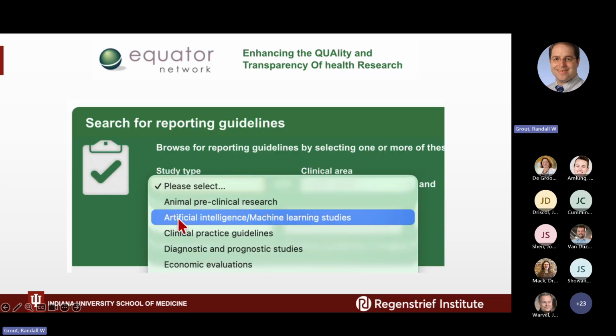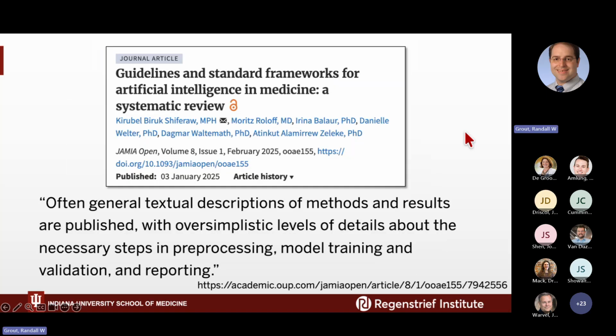And if you search for artificial intelligence, machine learning studies, you can see the many guidelines that relate to those types of studies. These are often the studies where AI or machine learning is a really integral part. It's the center of the research. It's the intervention. It's how the intervention was developed and things like that. It's not the incidental copy editing type of stuff. So there are lots of these, and when there are lots of things, people do reviews. So, for example, in JAMIA Open from last year, there was a systematic review published on guidelines and standard frameworks for artificial intelligence in medicine.